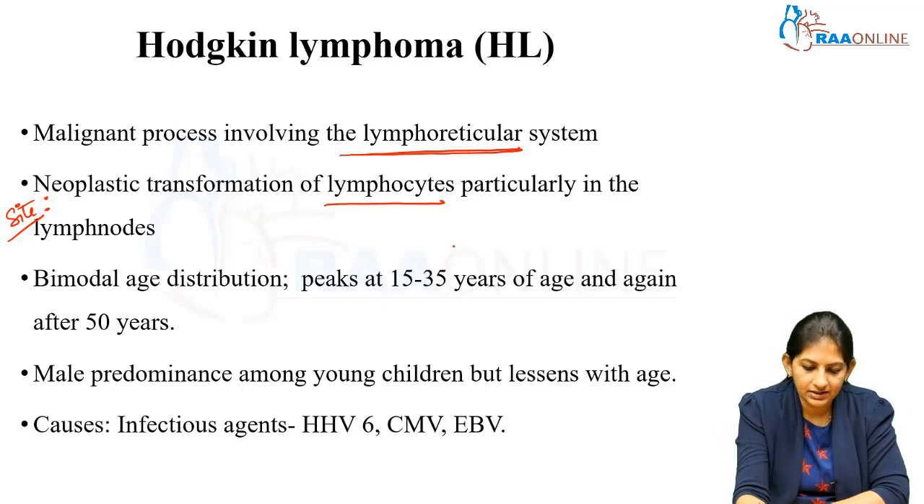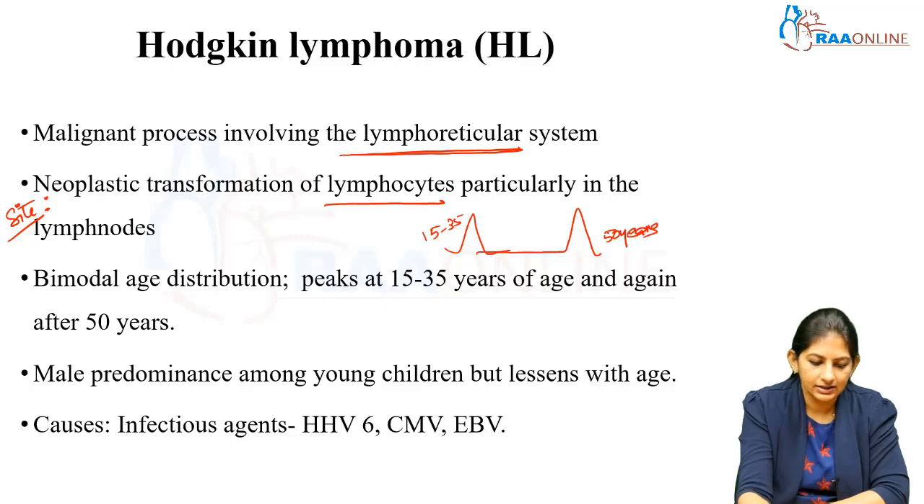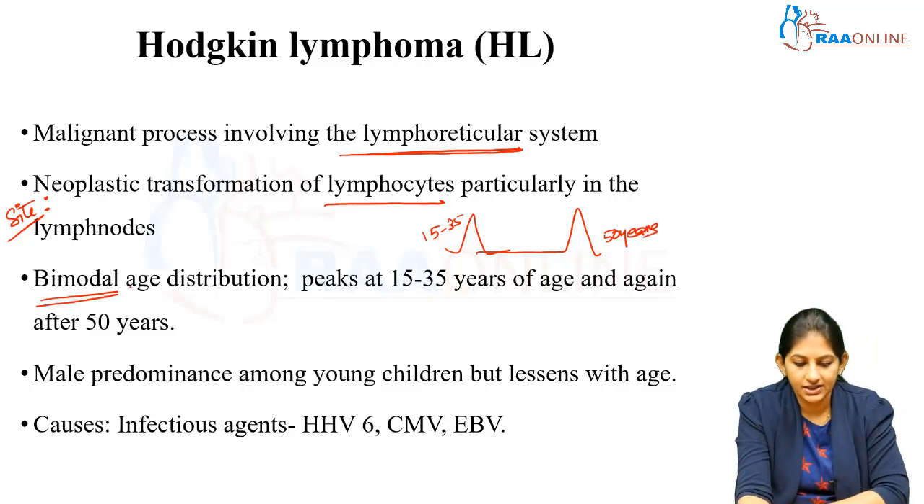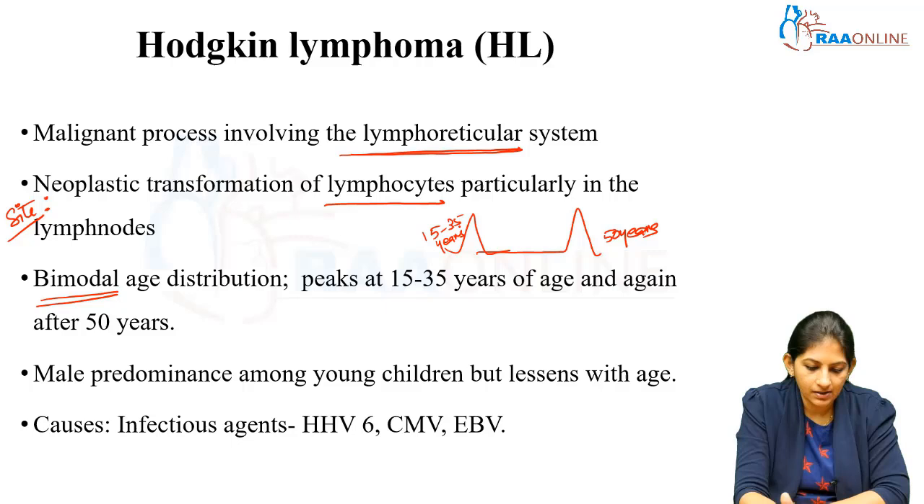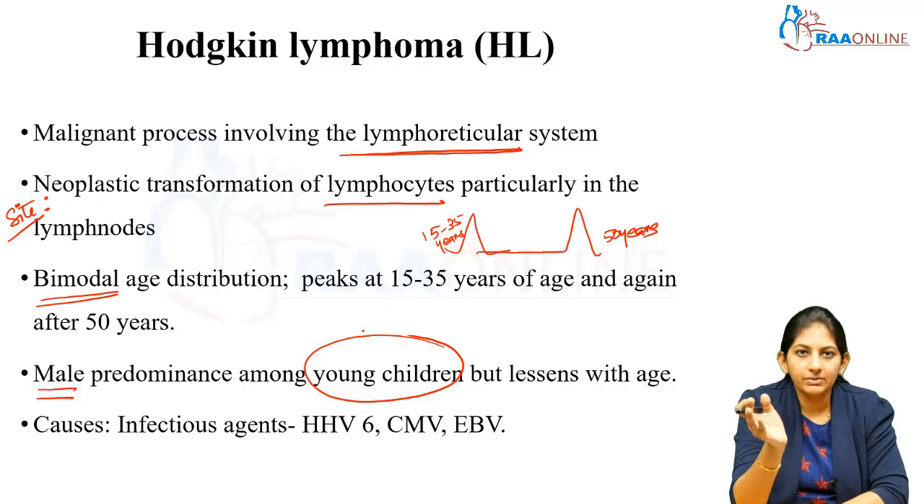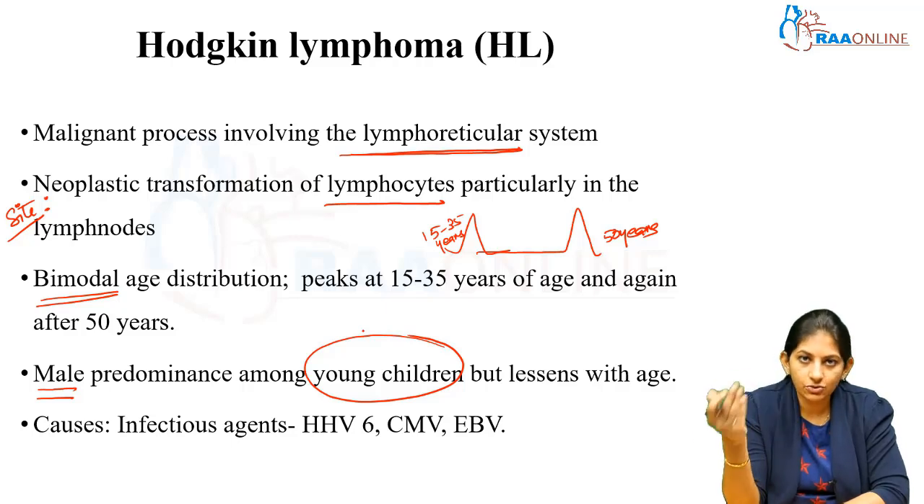Hodgkin lymphoma has two peaks. One is at 15 to 35 years and another one after 50 years. So this is called the bimodal age distribution. Hodgkin lymphoma has a male predominance among children, but this male to female ratio becomes quite equal as the age progresses. The causes of Hodgkin lymphoma include some infectious agents; some viruses pose a risk for certain individuals to develop Hodgkin.